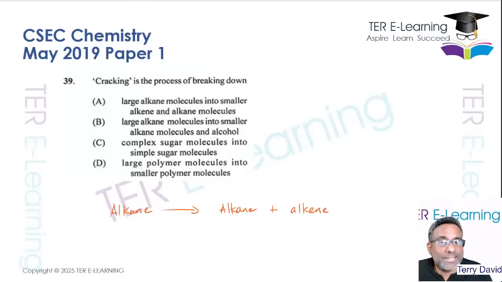So we're looking at the answers here. So large alkane molecules into smaller alkene and alkane molecules. So this is making sense. Let me check the other answers. Large alkane into smaller alkene and alcohol. This doesn't make sense. This doesn't make sense. And this doesn't make sense. The answer is E. So that's 39.